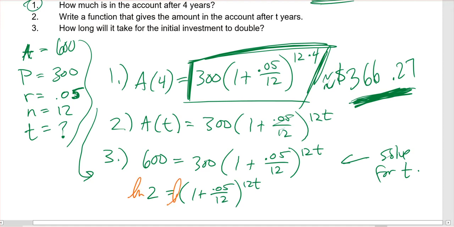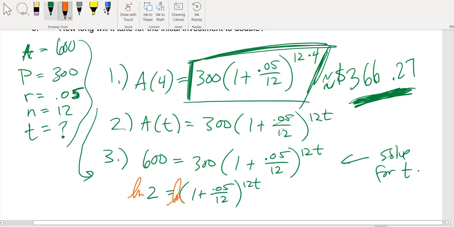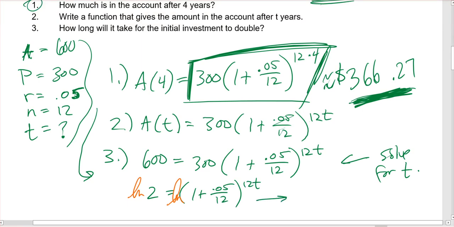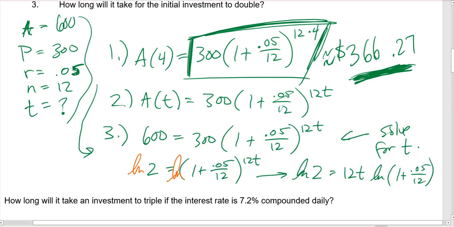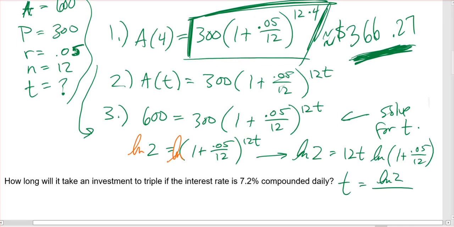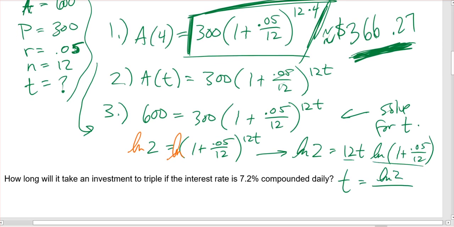We're going to take natural log of both sides. And that makes it so we can rewrite the exponent in a factor position. So the left-hand side just stays the same. And then the right-hand side, we can write that exponent down in a factor position. So as a product, right? Okay, and now all we have to do is divide. So t is the left-hand side divided by 12 divided by this. So we got t equals natural log of 2 over 12 natural log of 1 plus 0.05 over 12.